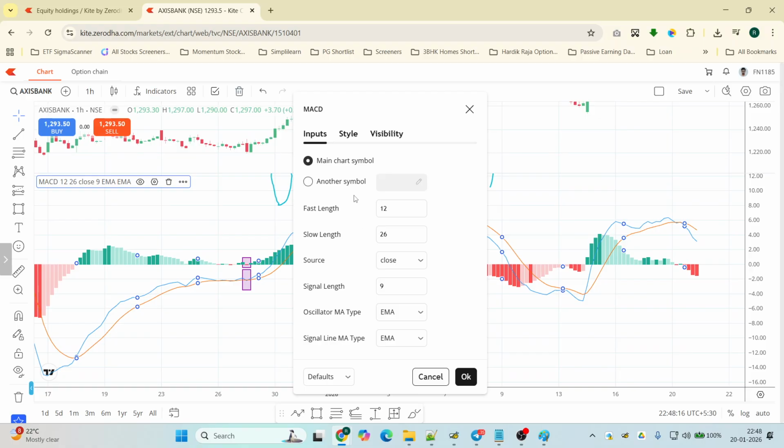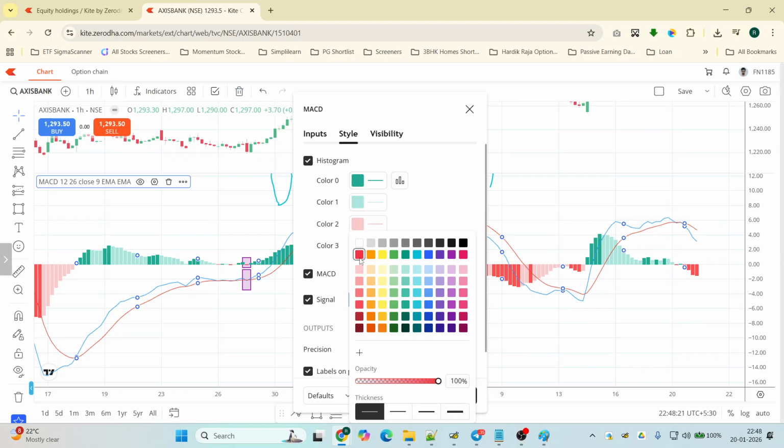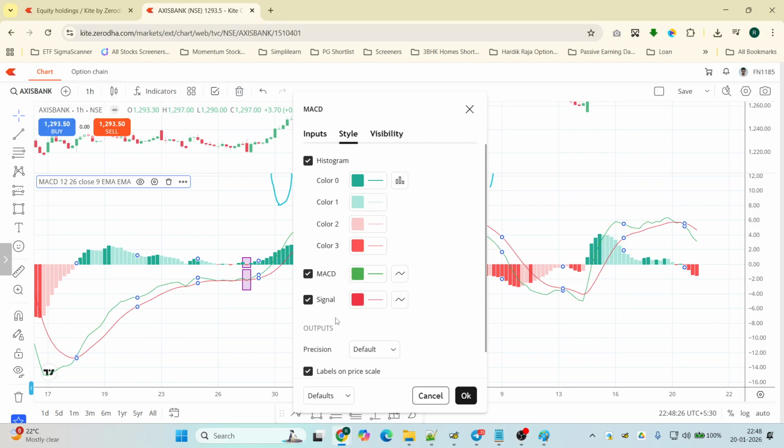Okay, so the signal line I am keeping it as red. Okay, and the MACD line I'm keeping it as green for the moment.